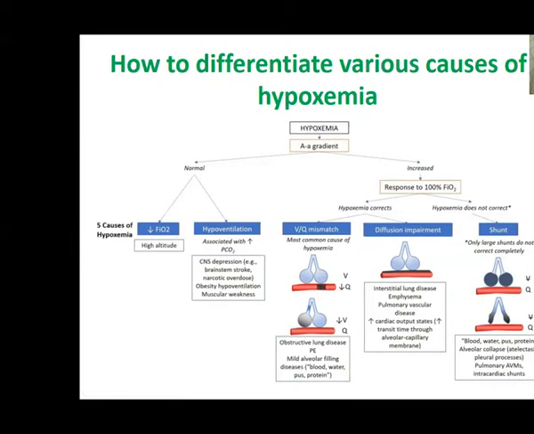So if there is a pulmonary embolism, there is a reduced amount of perfusion, but the ventilation is normal. So this is also a cause of ventilation perfusion mismatch. If this is normal and this is reduced, the VQ will be increased. So this is one of the causes of increased ventilation perfusion mismatch. That is pulmonary embolism.